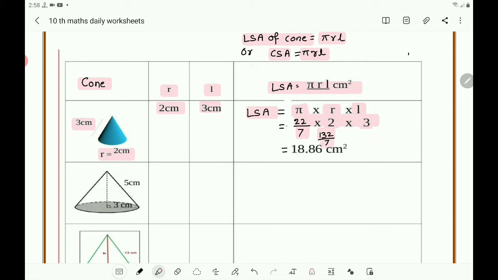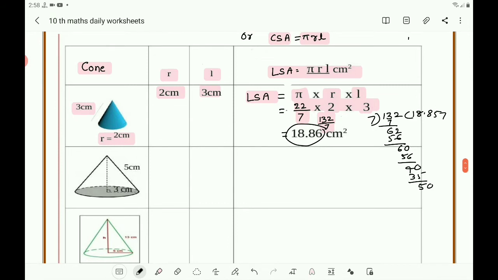Next, if you convert this 132 by 7 into decimal, divide 132 by 7. 7 ones are 7, 6 to 62, 7 8s are 56. Here 6 is remaining, then you take 0 and put point here. 7 8s are 56, 4 is remaining, and 7 5s are 35. Again 5 is remaining, 57 7s are... So approximately you can take 18.86. 18.857 is approximately equal to 18.86 cm square.